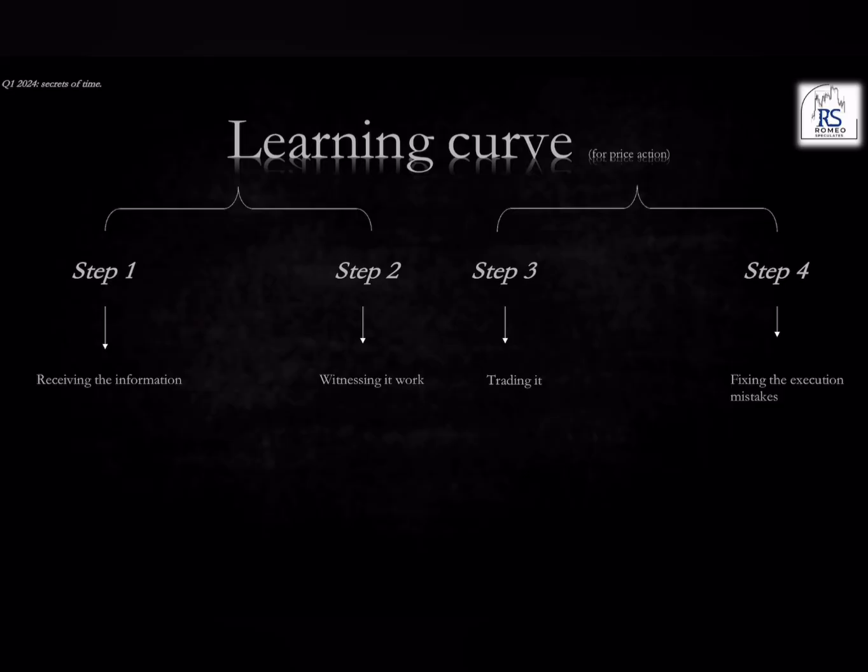Step 1 is receiving the information, and this learning curve is referring to the learning curve of analysis, right? And then it transitions into execution. Step 1, receiving the information. So I'll tell you the stuff I've told you in chapter 1, 2, 3, 4, 5, 6, 7, 8. 6 is cancelled. Step 1 is receiving the information.